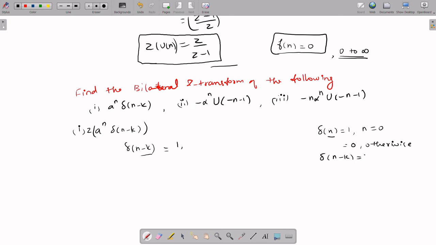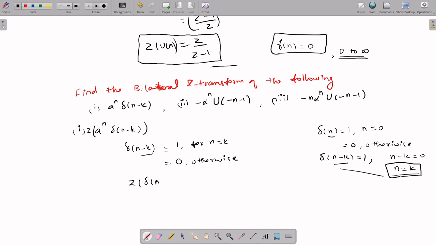In the same way, this is equal to 1 when this is equated to 0. So from that, n is equal to k. When n is equal to k only, delta of n minus k is equal to 1. Otherwise, it becomes 0. So we write this value for n is equal to k, and it is equal to 0 otherwise, or n not equal to k. Now you have to write the Z transform of delta of n minus k.